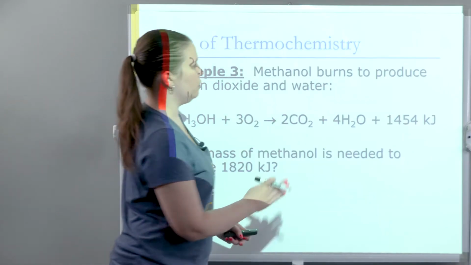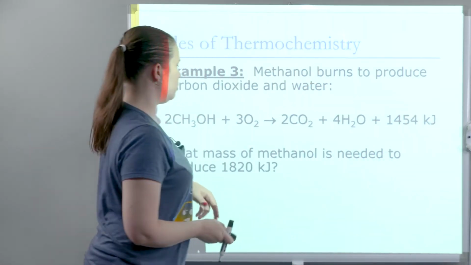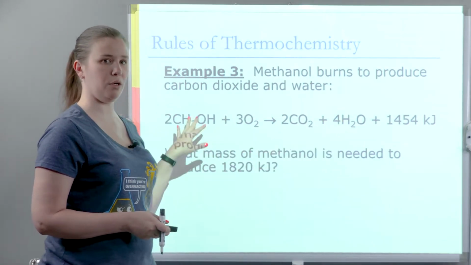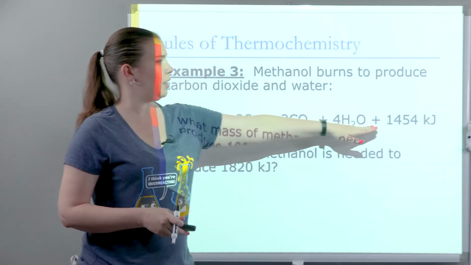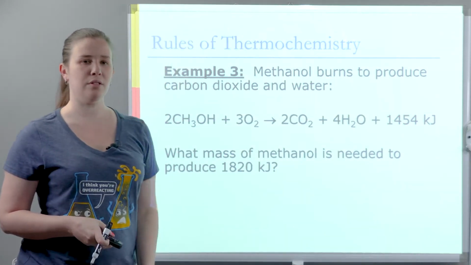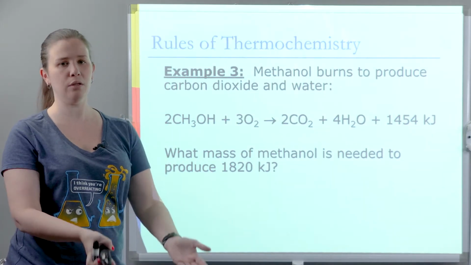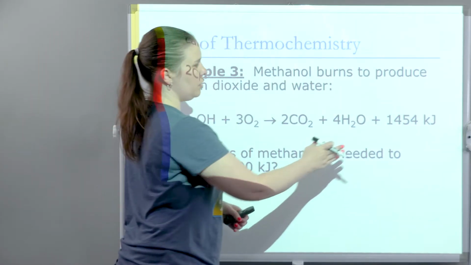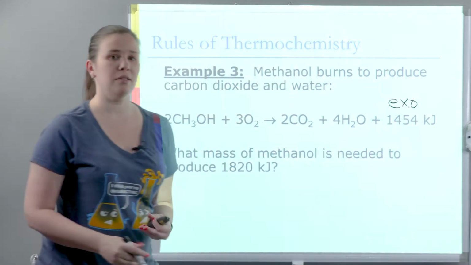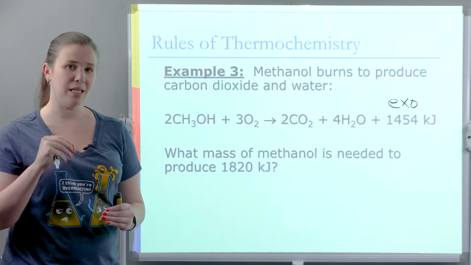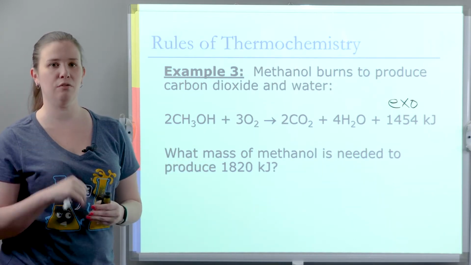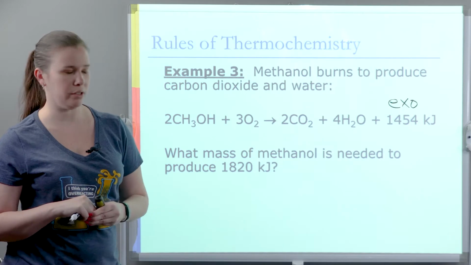All right, let's try another one. First, let's look at the equation. This time I can see I have lots of different coefficients, so I want to be really careful I'm selecting the right one. And I also can see that I have energy on the product side. So does that mean that this is an exothermic reaction or an endothermic reaction? Something on the product side is going to make it exothermic, meaning that the sign that I'm using should be negative. Anytime I talk about that amount of energy, it should be a negative 1,454 kilojoules.